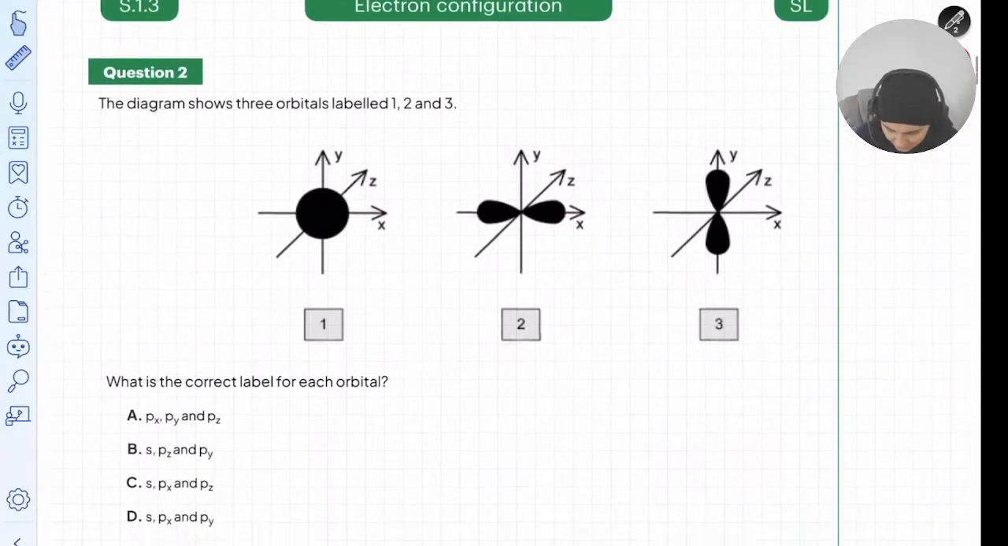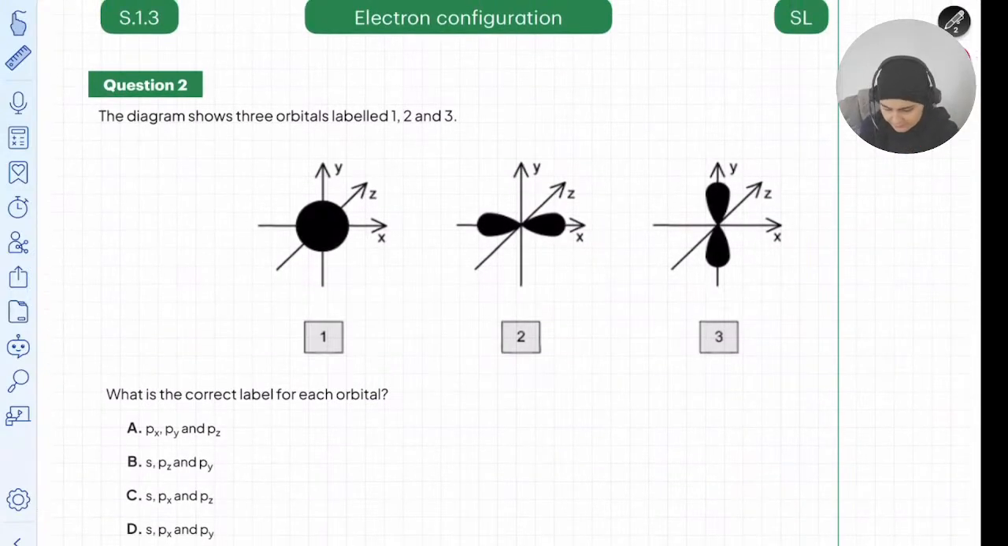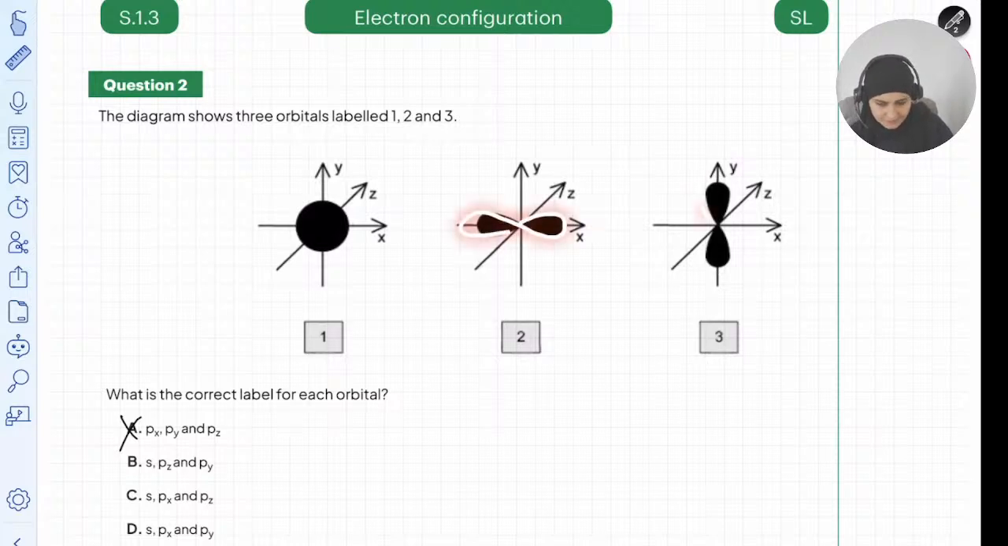Next question. The diagram shows 3 orbitals labeled 1, 2, and 3. What is the correct label for each orbital? The spherical one can only be s. So it's not A, because it starts with a p. The dumbbell shaped one is only p, but there are 3 types of p orbitals: px, py, and pz, depending on how they align. So px aligns along the x-axis, py along the y-axis, and pz, guess what, aligns along the z-axis. So this is px, this is s, this is px, and this would be then py.